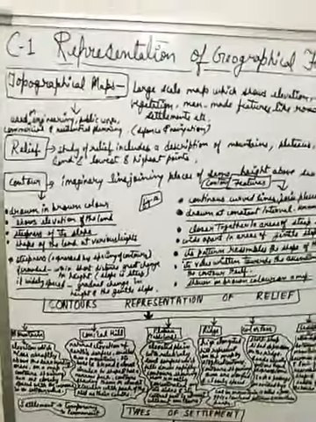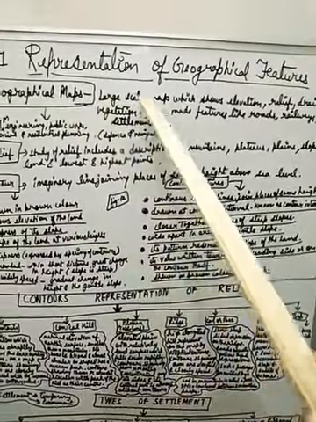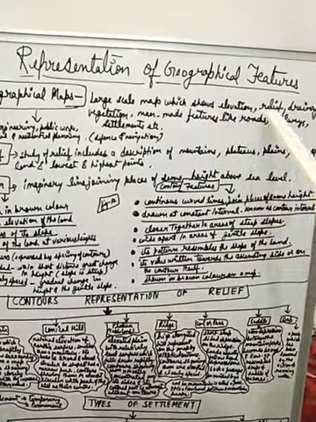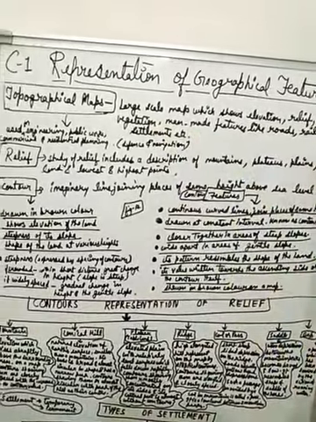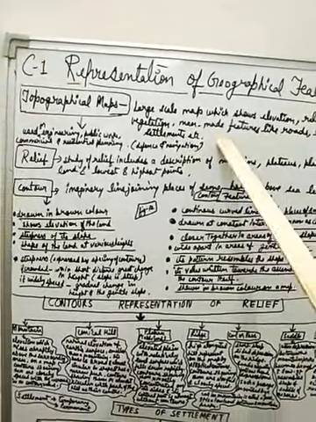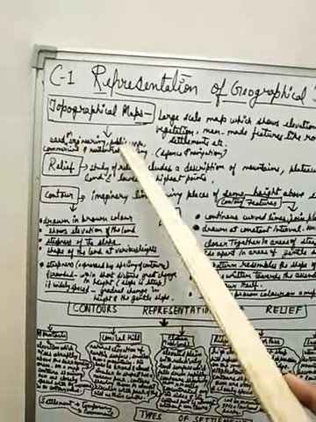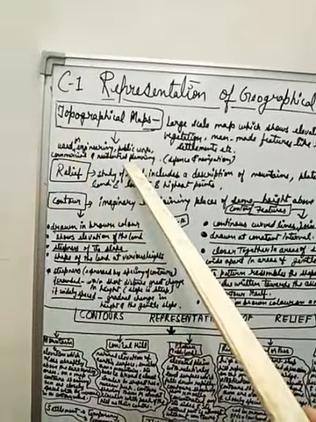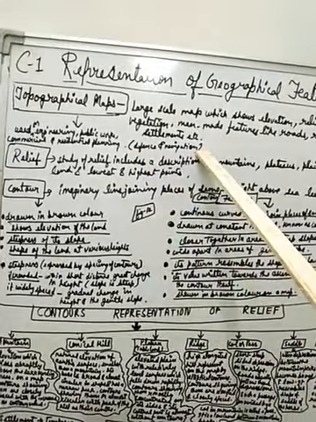So let's start with the topographical maps. Topographical maps are large scale maps which show elevation, relief, drainage, vegetation, man-made features like roads, railways, settlements, etc. These topographical maps are used for engineering, public works, commercial and residential planning, and are also very useful for defense and navigation.